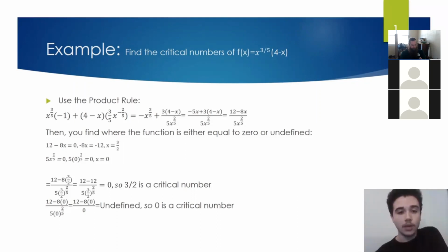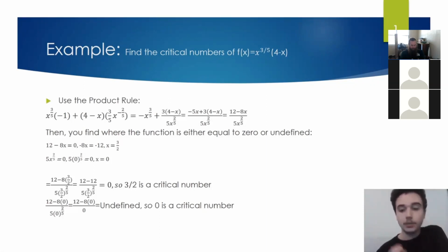And we bring the negative x to the 3/5 power into the fraction with common denominator addition. And so we get negative 5x plus 3 times 4 minus x, all over 5x to the 2/5 power. And so the final function that we get here at the end is 12 minus 8x all over 5x to the 2/5. And once we have the function, we find where the function is going to be either equal to 0 or undefined, meaning that it's going to have 0 in the numerator or in the denominator.